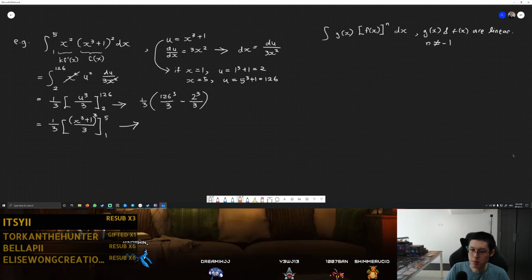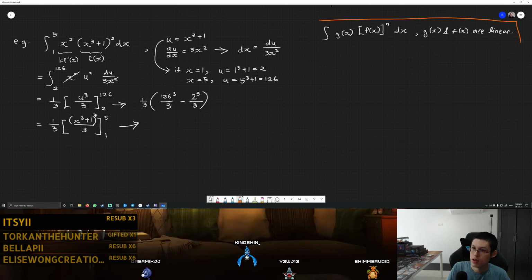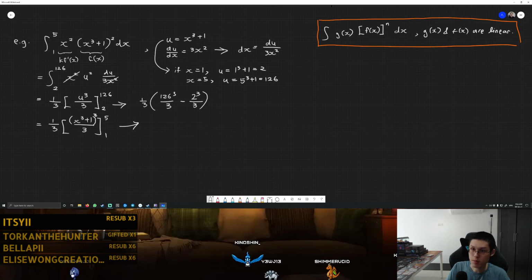Well, actually, n can be -1. It doesn't really matter. You can still integrate by substitution. Okay, so whenever you see something like this, you can actually integrate by substitution as well. So let me show you an example.